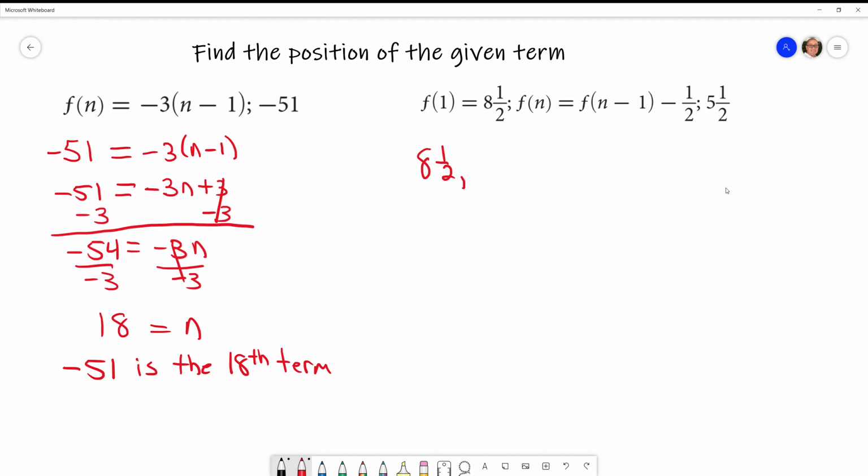So 8.5 minus 1/2 is 8. And 8 minus 1/2 is 7.5. And 7.5 minus 1/2 is 7. And 7 minus half is 6.5. And 6.5 minus half is 6. And 6 minus 1/2 is 5.5. And so that's the term we were looking for. And so now we count 1, 2, 3, 4, 5, 6, 7. And we can see that 5.5 is the 7th term in this sequence.